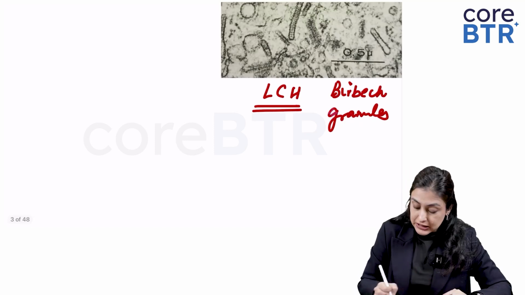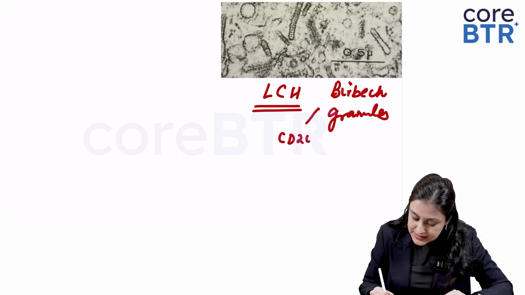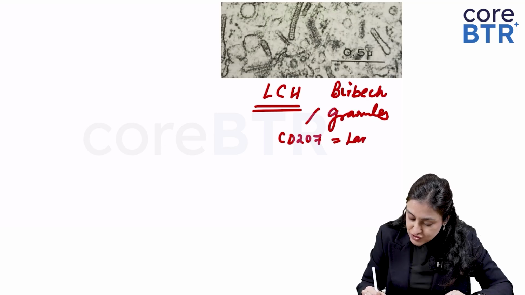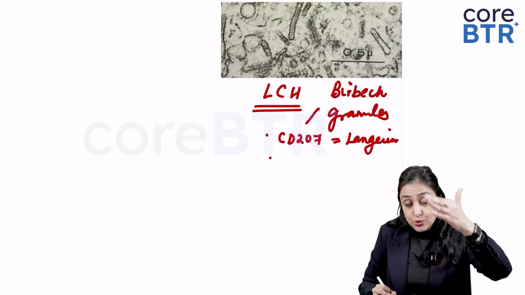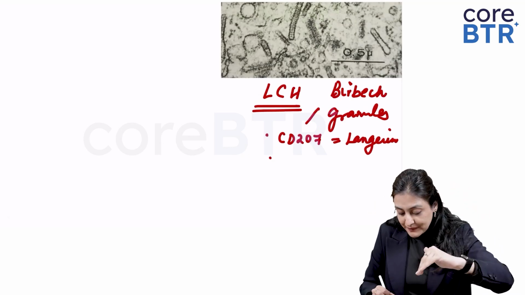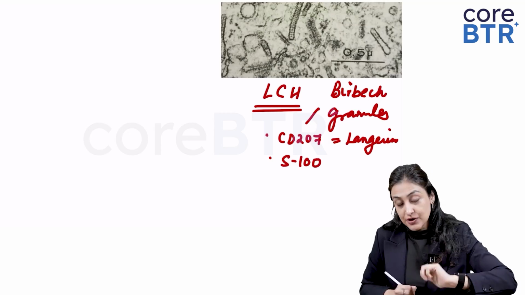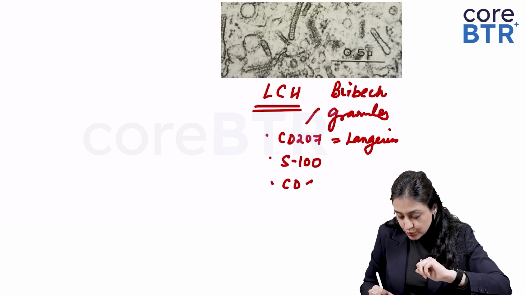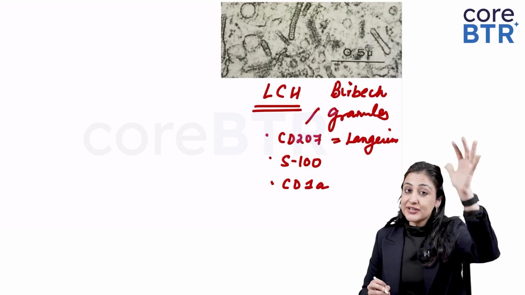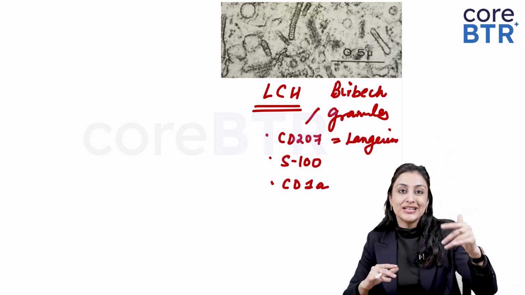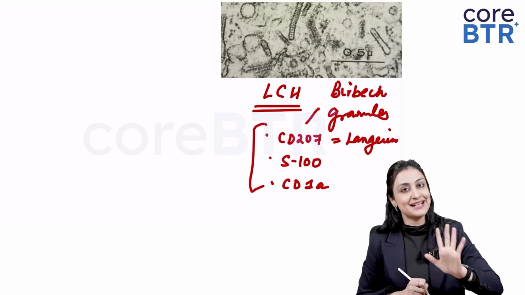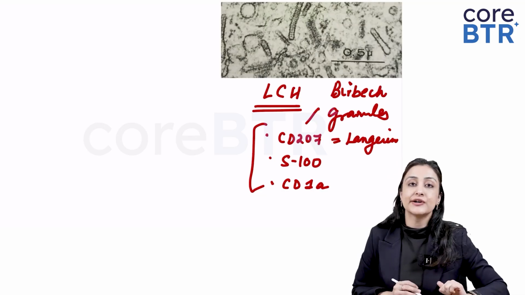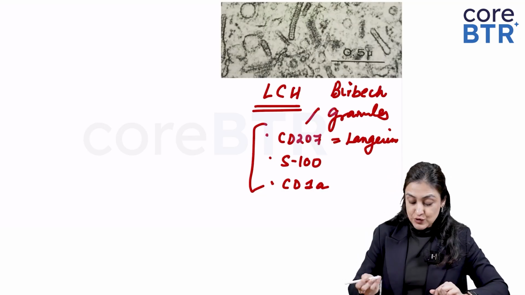Let's do the CD markers. So Birbeck granules is CD207, which is Langerin protein, right? So that's CD207, in the 200 series. From that go to S100. Through S100 now go to 1a. So 3 markers, 1, 100 and 200. Like that you can remember. CD1a, S100, CD207. All 3 are positive in LCH, right? So that's the marker of this Langerhans cell histiocytosis.